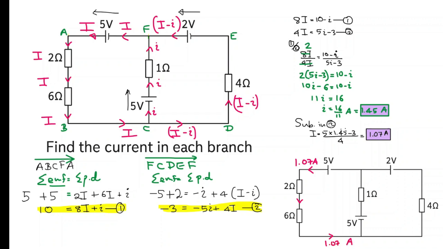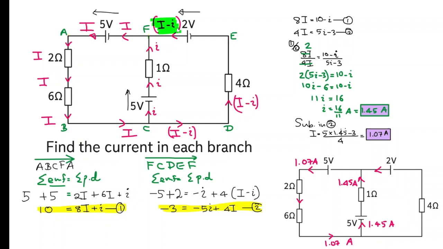Okay. Now I know lowercase i, which goes in the middle branch, is 1.45. So that's 1.45 amps, and this one is 1.45 amps. Now, what's the current in this branch here? That is capital I take away lowercase i, which is 1.07 take away 1.45, which gives a negative current. So I minus i here, this one, is negative 0.38.